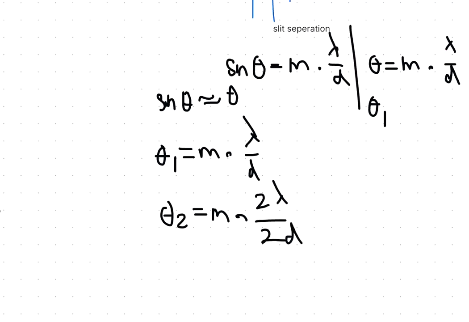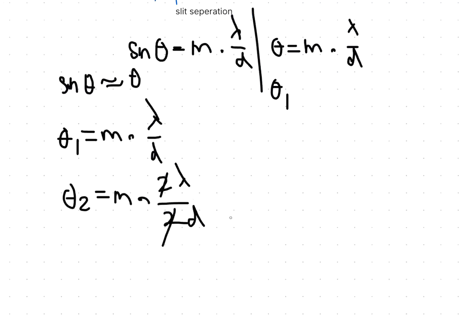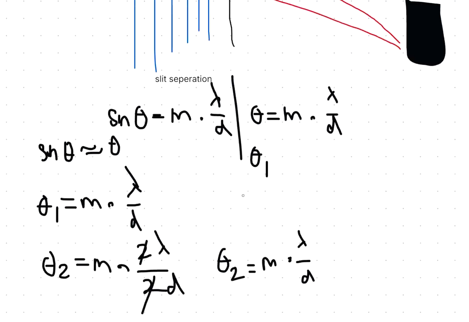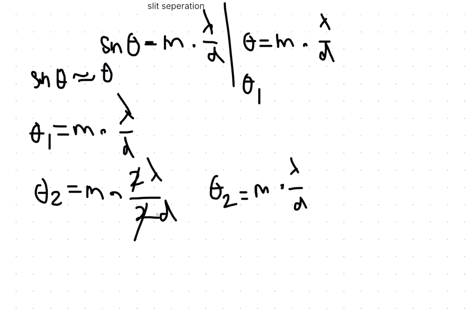If we look at the fraction 2 lambda over 2d, the 2's in the numerator and the denominator cancel each other out. That leaves us with theta 2 equals m times lambda over d. That is the exact same expression as we started with for theta 1. So theta 2 is equal to theta 1.